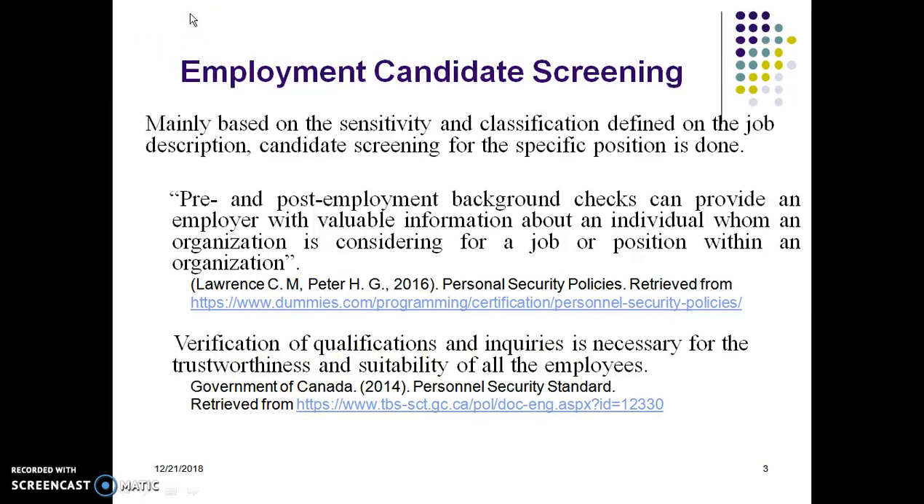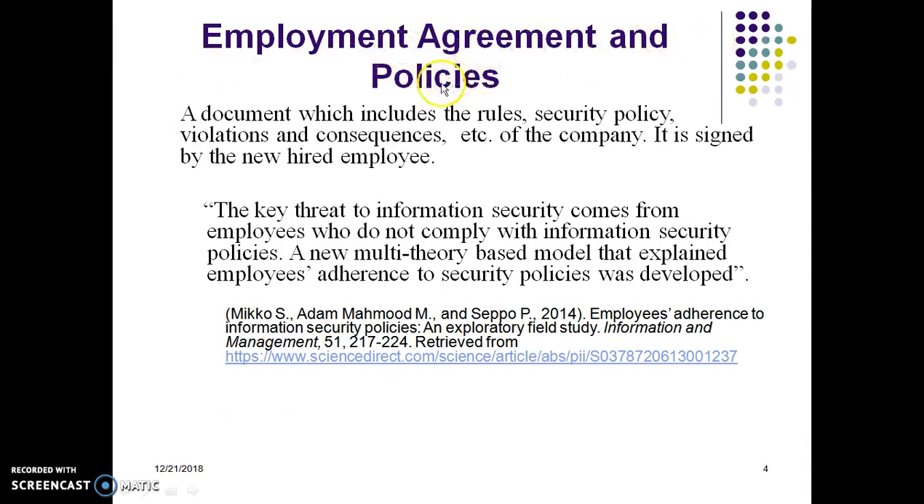The second way is employment agreement and policies. An employment agreement is a document which includes the rules, security policy, violations and consequences, etc. of the company. It is signed by the newly hired employee. The key threat to information security comes from employees who do not comply with the information security policies. A new multi-theory based model that explained employees' adherence to security policy was developed.